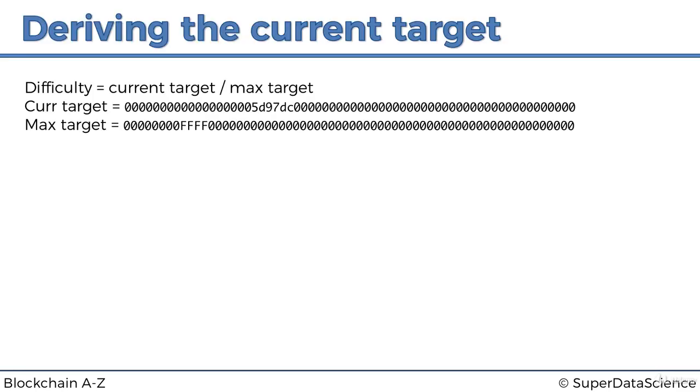We talked about this in the difficulty tutorial, how difficulty is related to target. Difficulty is the current target divided by the max target. And so here we can see that the current target has that many leading zeros and it has that number over there. And then the max target has that number there and that many leading zeros.